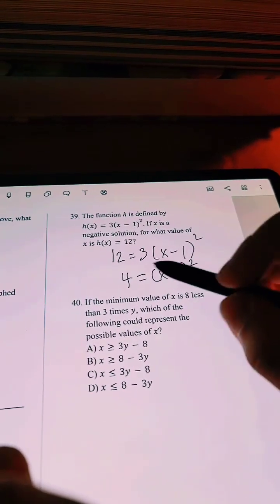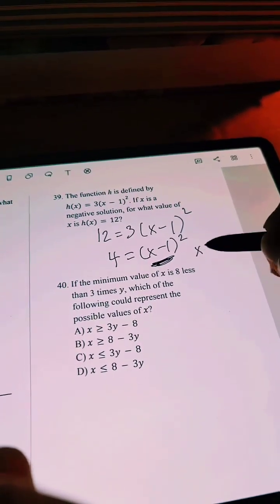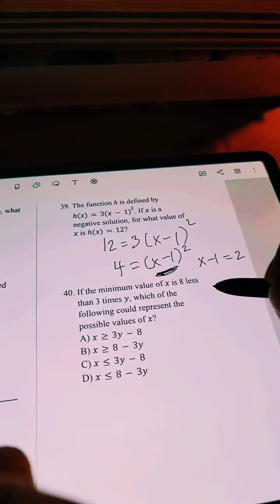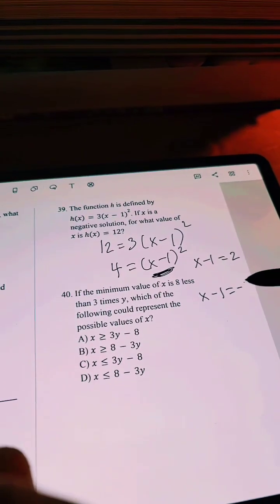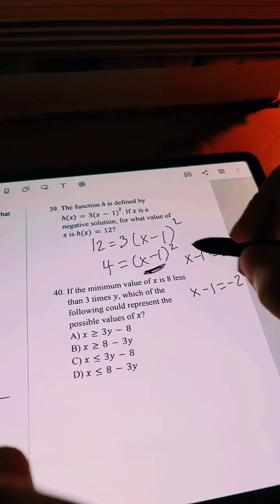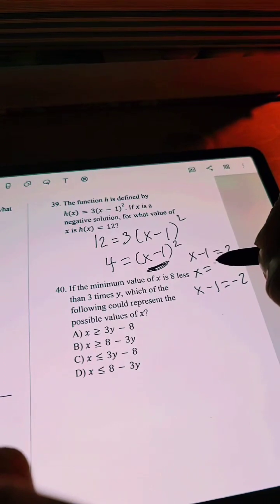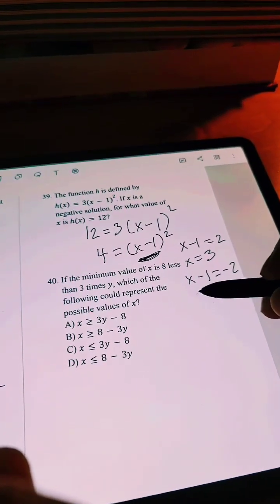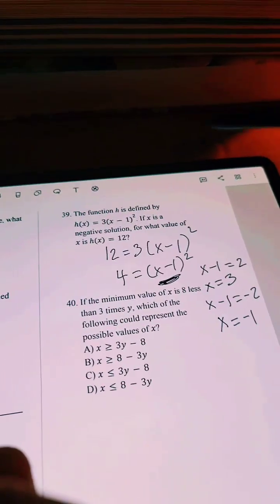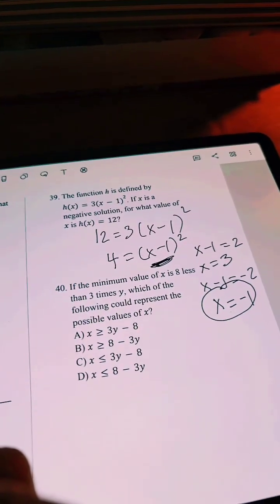And then that means if this squared has to give me 4, then that value, x minus 1, could be a positive 2, because 2 squared gives me 4, or it could be a negative 2, because negative 2 squared is equal to 4 as well. So let's solve these two situations. If I add 1 to each side, I'm going to get x is equal to 3. Same thing where I add 1 to each side over here, and I'm going to get negative 1 for x. But remember, it said x is a negative solution, so it's going to have to be this one right here. X is equal to negative 1.